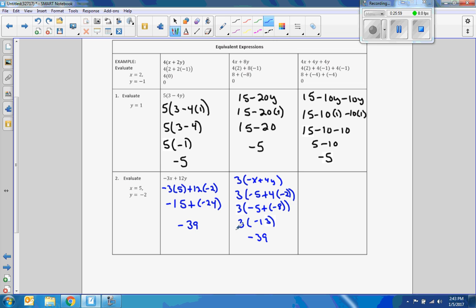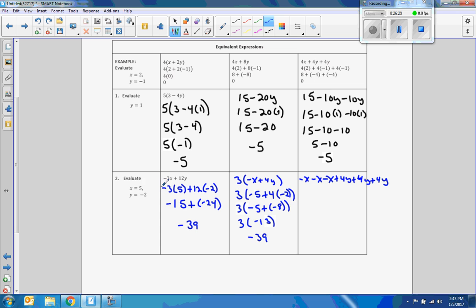And they are equal. Another way we can represent negative 3x plus 12y would be to break down that negative 3x. There's 3 of them, so it would be negative x, which is minus 3 x's, and then plus 4y 3 times. So 4y plus 4y plus 4y is 12y. So this is still equivalent to the original.